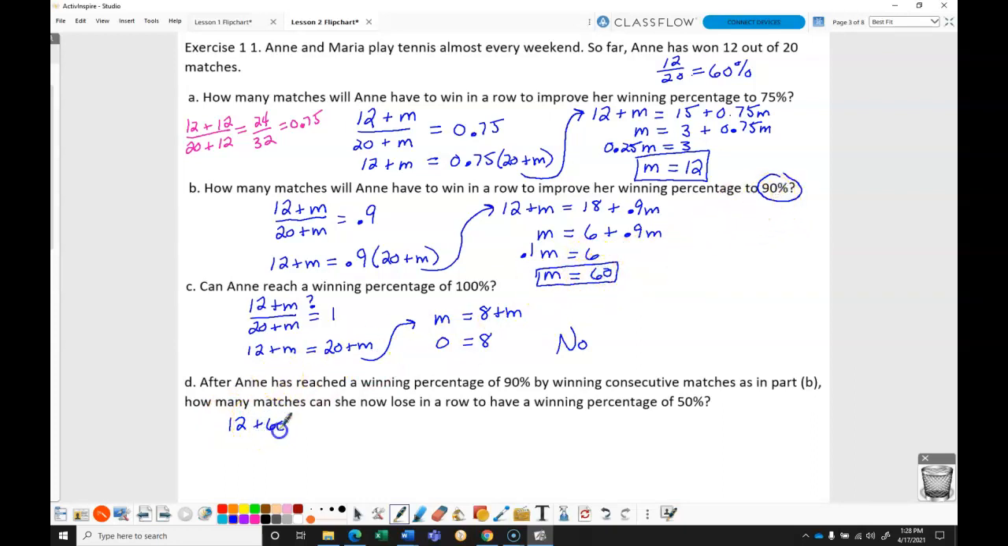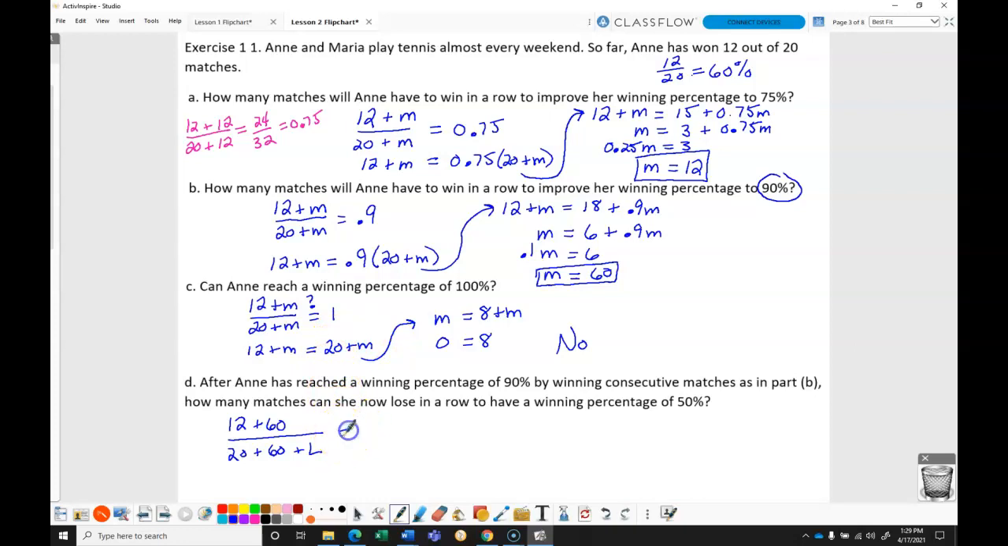It's 60, so we'll add 60 to that. But now we want to subtract the number of matches she's losing. Same with the 20. We'll add the 60, which is the m. And actually, let me change that variable because we already used that for the number of matches she was going to win. Let's put it as an L for losing. We're not actually adding anything to the top because the number of games she wins is going to stay the same. But what we're going to do is increase the total number of games played. She's just not going to win any of them.